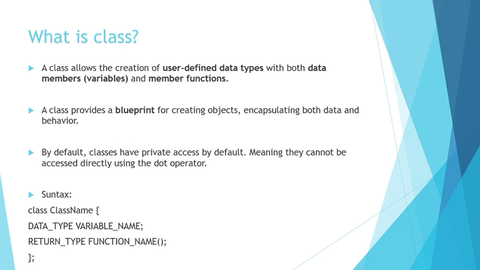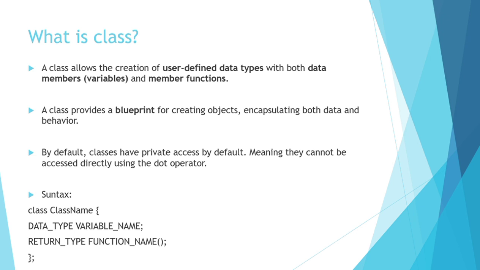A class is a more advanced user-defined data type that not only holds multiple variables (data members) but also includes functions (member functions) that operate on that data. This makes a class more powerful than a structure because it allows encapsulation, data hiding, and object-oriented programming features such as inheritance and polymorphism. A class provides a blueprint for creating objects, allowing developers to model real-world entities efficiently.